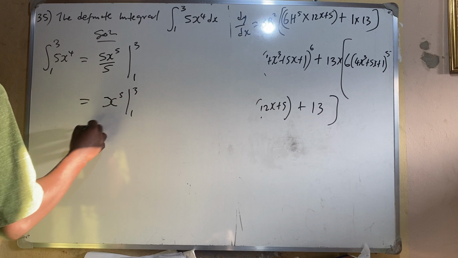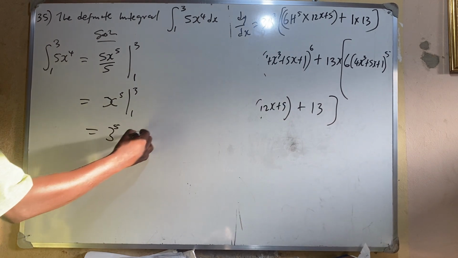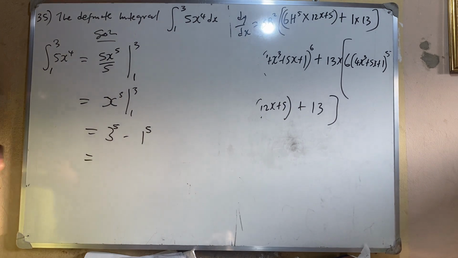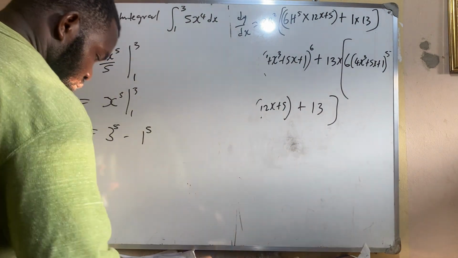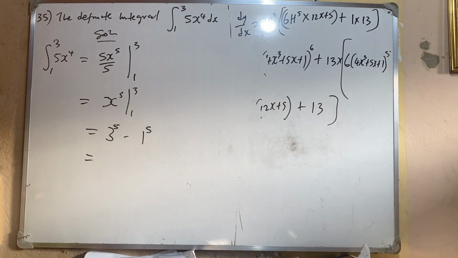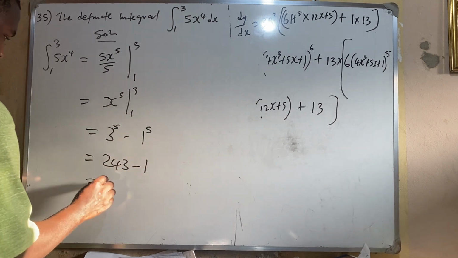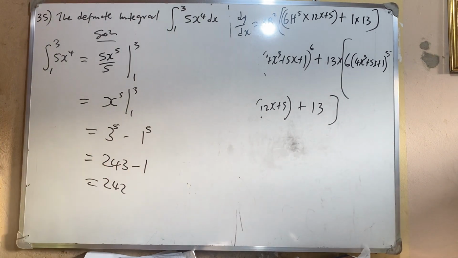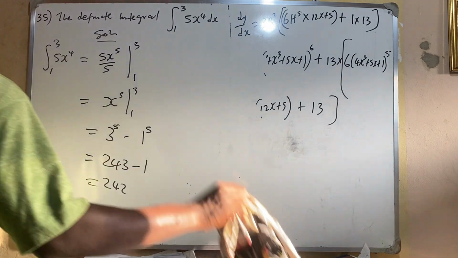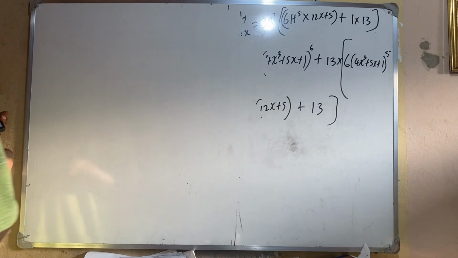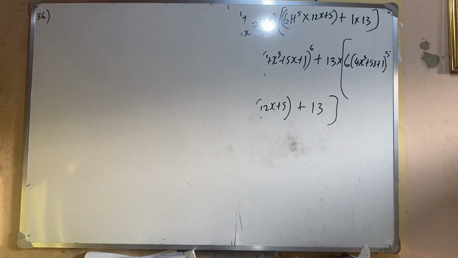I have 3 and 1, which is 3 raised to power 5 minus 1 raised to power 5. Just put 3, subtract it when you put 1. So 1 raised to power 5 is 1, but 3 raised to power 5 you have 243 minus 1, which is 242. 242 is the correct option. So question number 36.